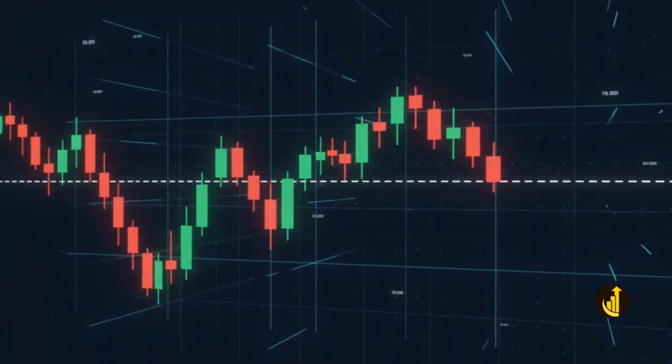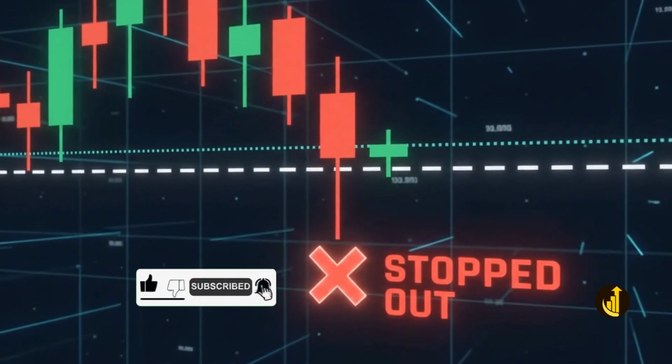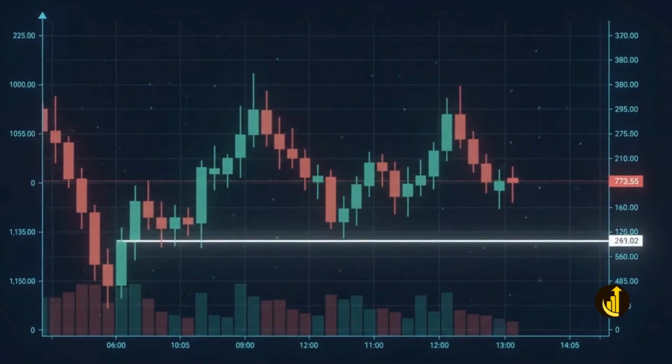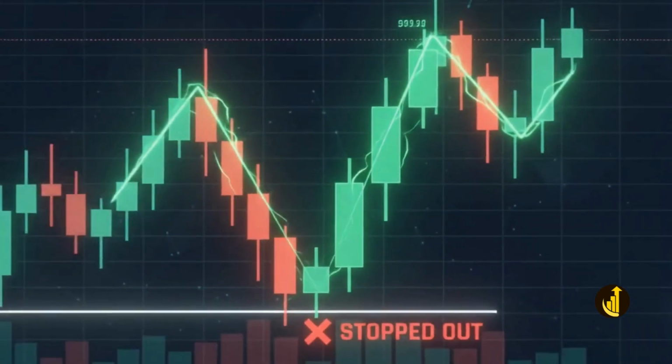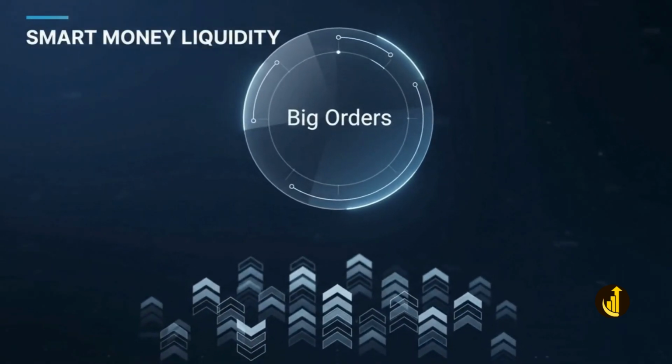Let's get into it. Ever notice how price suddenly reverses right at certain levels? Almost like the market knew exactly where your stop loss was sitting. That's not coincidence, that's liquidity. Today we're breaking down two core concepts every trader needs to understand: liquidity pools and resting liquidity.